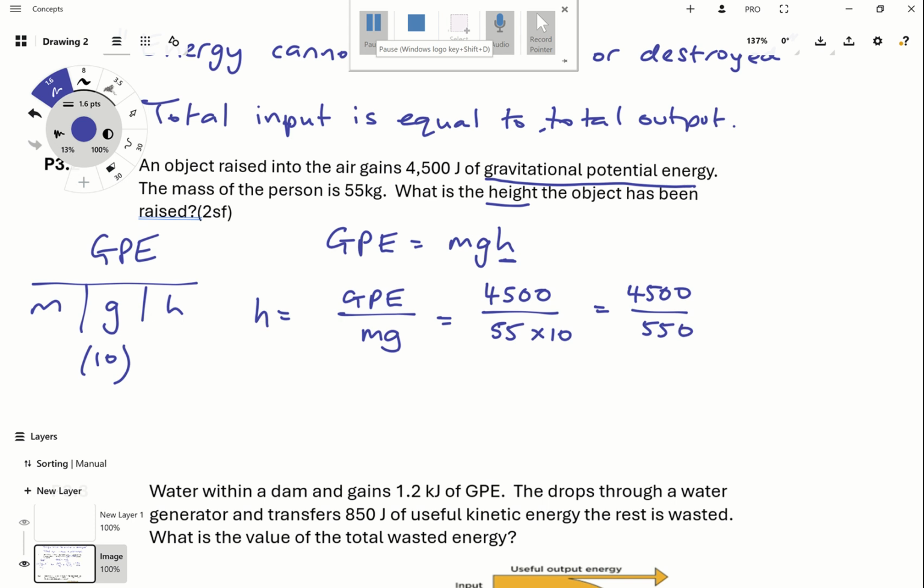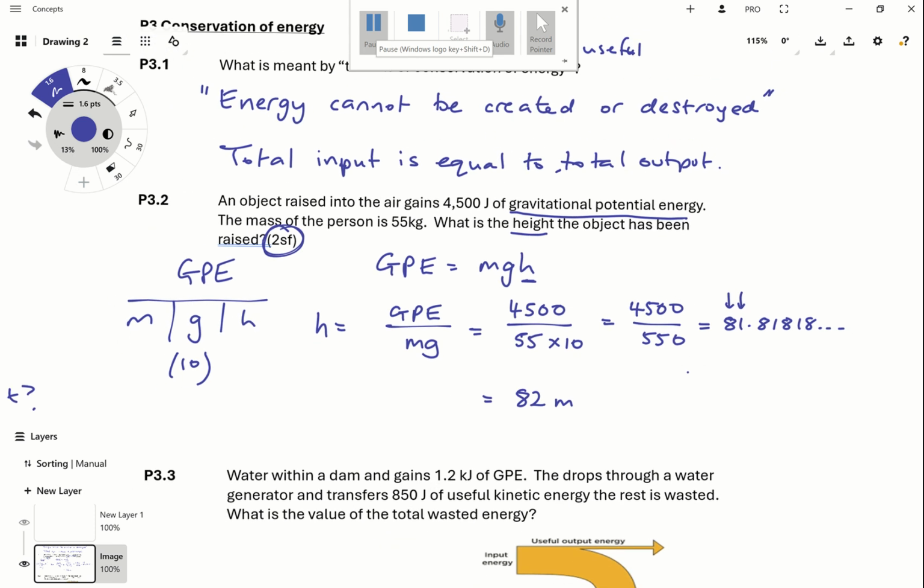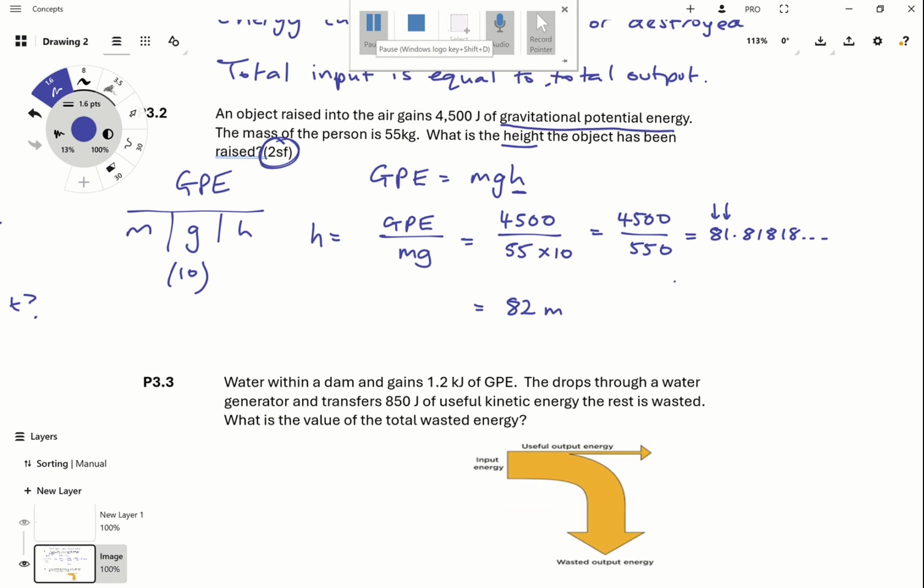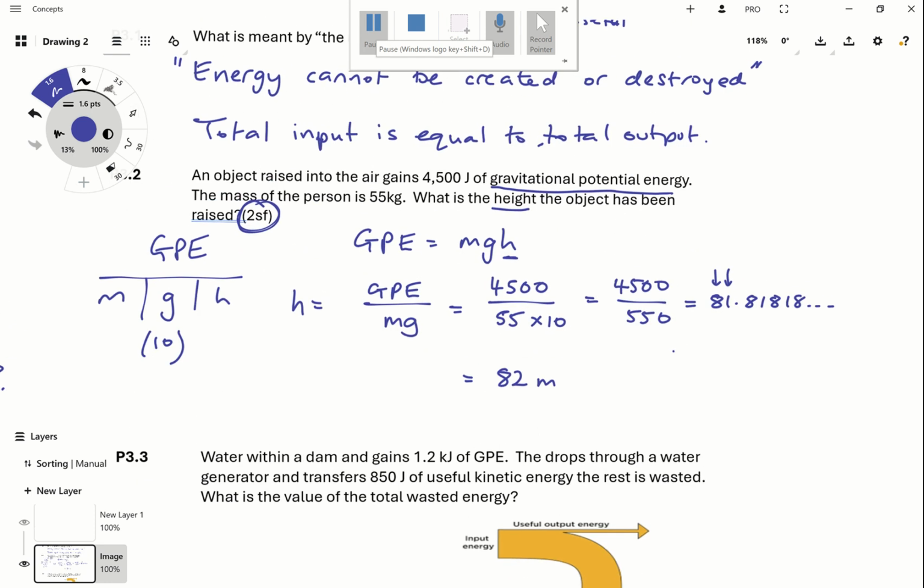I'll put that into my calculator. Equals 81.81818... And the question says to two significant figures, so I'm going to use this number to round up, and that's equal to 82 meters. And there we go. There's a little bit in terms of energy conservation, and then using GPE equals mgh.